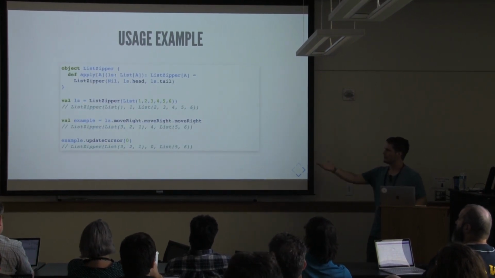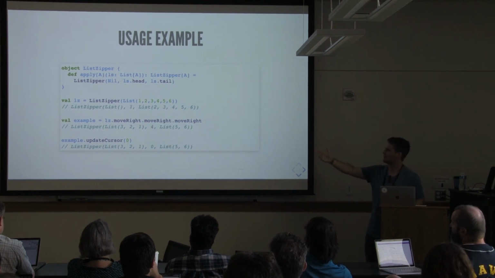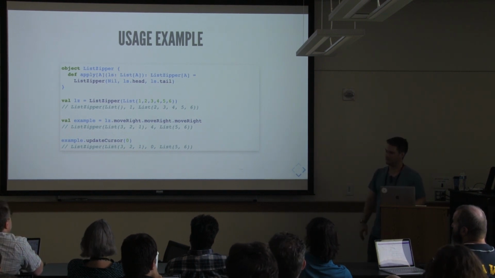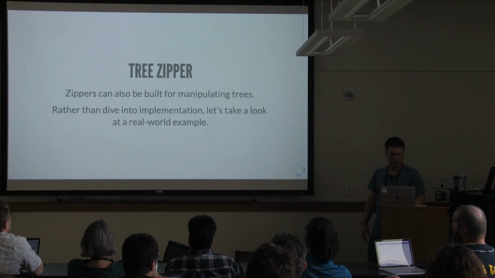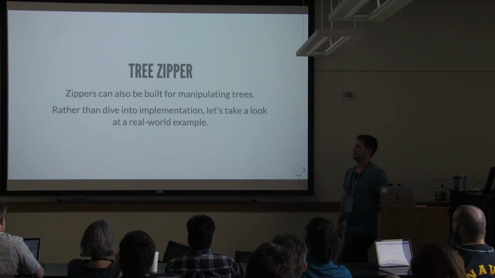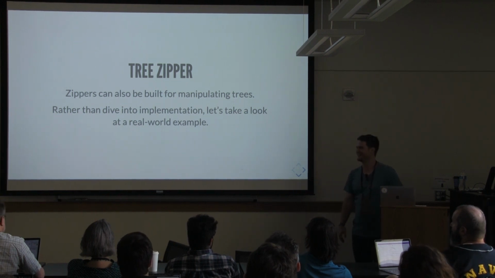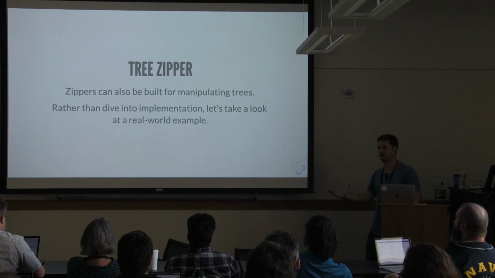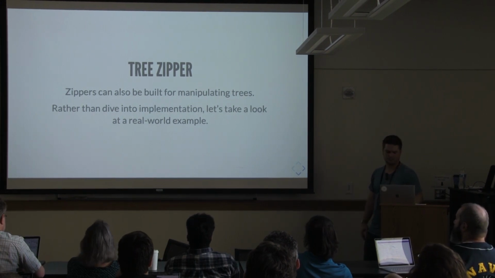I'm just giving an example. I made a zipper at the head, moved right 3 times, and then updated it to 0. And you can see the effects of that. You can also do zippers on trees. I think you can do zippers on probably all kinds of data structures. Rather than diving into code, though, I want to show how this is actually used in practice.